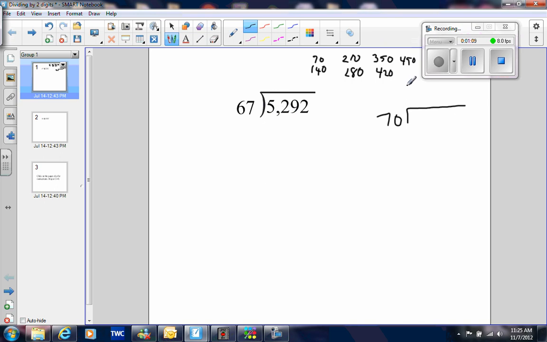The next would be 560. So both of those are fairly close. I'll just choose 490 for right now. Now I don't want to just get close to 529. I'd like to get close to 5,292. So I would actually add another 0. So I have 4,900, which is fairly close to 5,292.